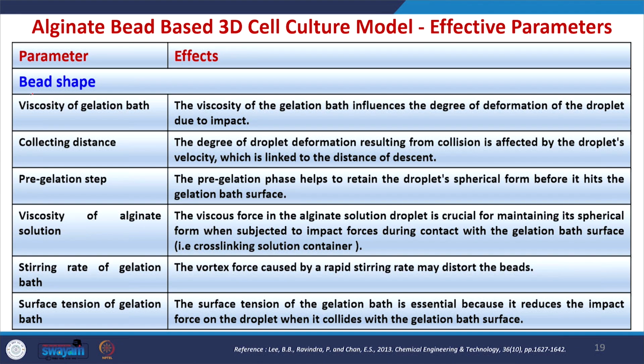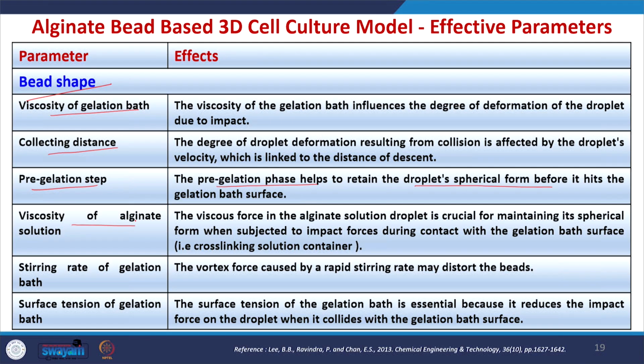The next parameter is bead shape. The bead shape is affected by the viscosity of the gelation bath and the collecting distance between the needle and the gelation bath. And the important parameter is the pre-gelation step. The pre-gelation phase helps to retain the droplet's spherical form before it hits the gelation bath surface. And next one is viscosity of alginate solution.